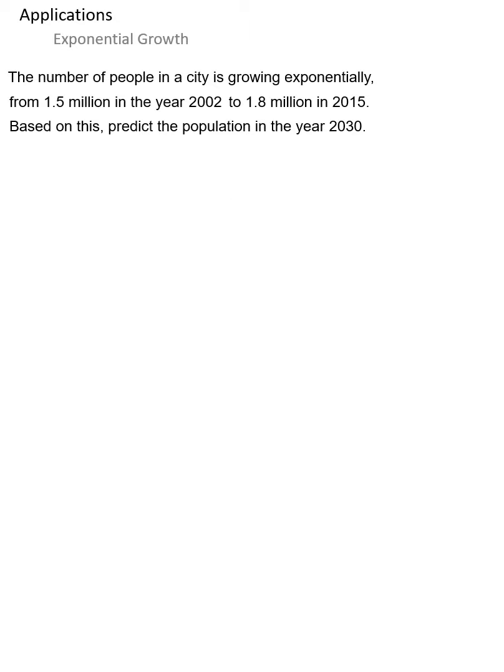Here's the first example. I'll pause while you read this. Okay, before we get into this problem, I'd like to start by just sharing some general information for you. This is the equation that models exponential growth.